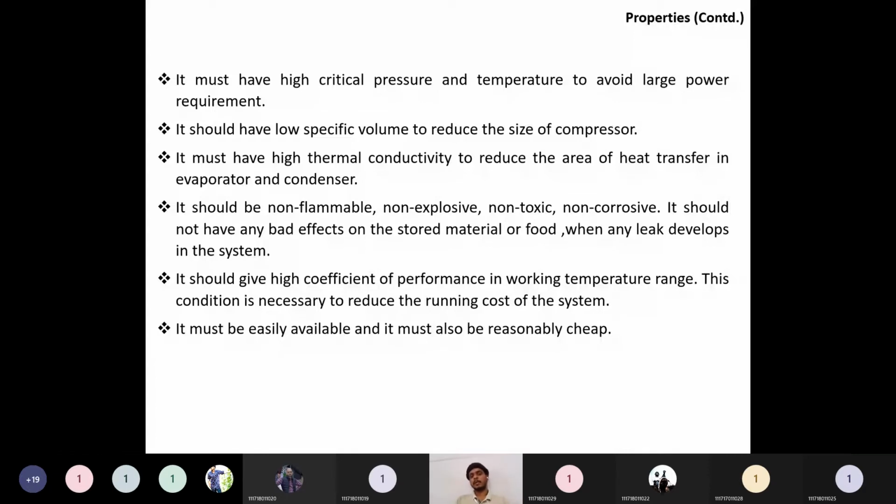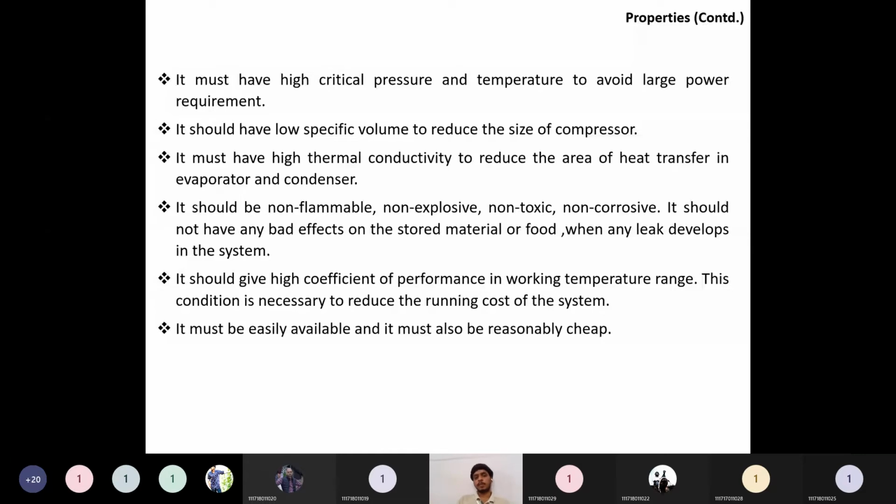Then it must have high thermal conductivity to reduce the area of heat transfer in the evaporator and condenser. Simultaneous evaporation and condensation is taking place with the environment so that heat can be exchanged. If you have a high thermal conductivity, then the heat transfer area must be lower. When the heat transfer area is lower, the heat we supply for condensation and evaporation will be very low, because Q is directly proportional to area. Q is equal to HA delta T LMTD. Depending on that, the area will be reduced, and obviously the heat supply requirement will be reduced.